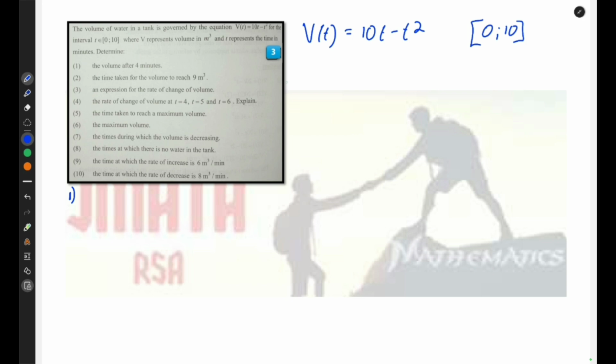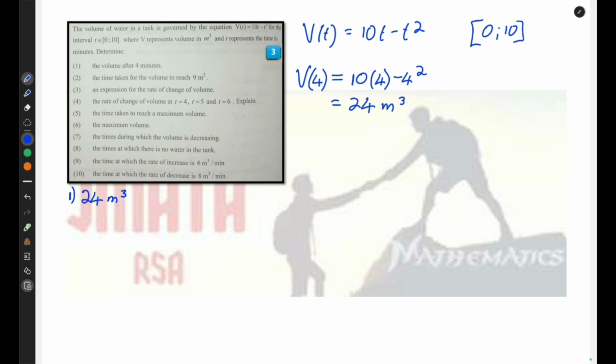Question 1, what is the volume after 4 minutes? So I can literally just sub in a 4 into all the places where t is now. So 10 times 4 minus 4 squared, that gives me 40 minus 16, so 24, and this is meters cubed. So let me just write it there, 24 meters cubed. So there was nothing weird about that question, just sub it into the original.